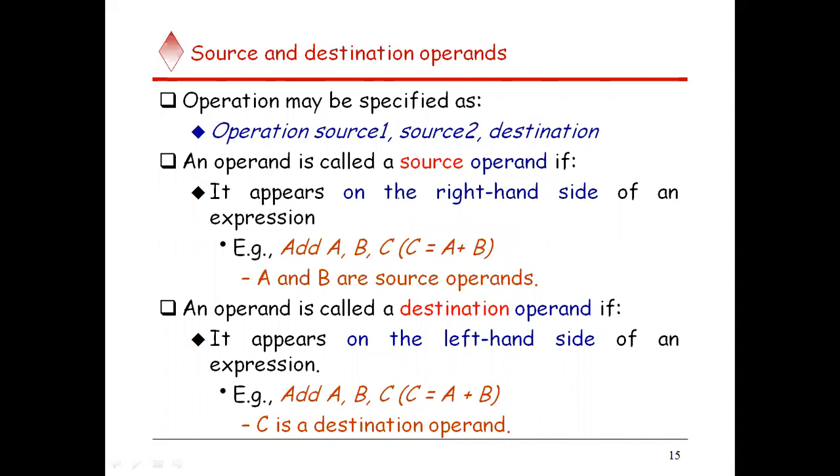Next, an operation can be performed like this: the operation and then the operands. What is this instruction doing? C equals A plus B. A and B will be added and the result stored in C. Here A, B, C are the operands present inside the instruction. A and B are called source operands and C is called the destination operand, because the result will be stored in C.